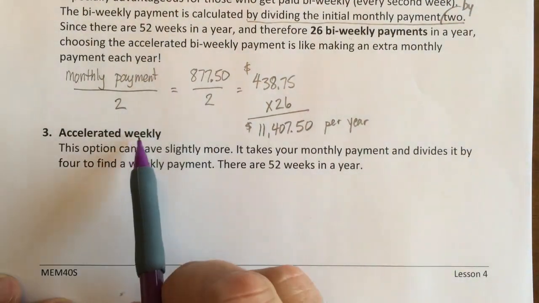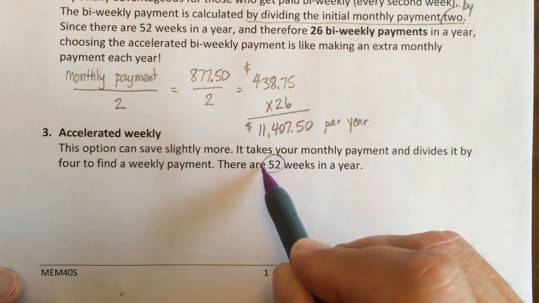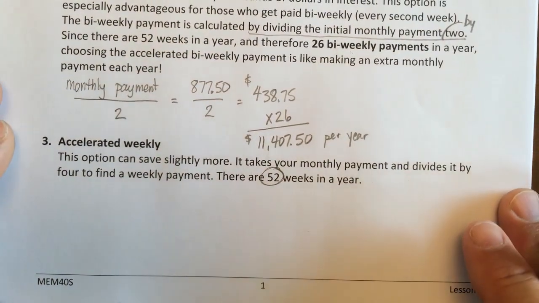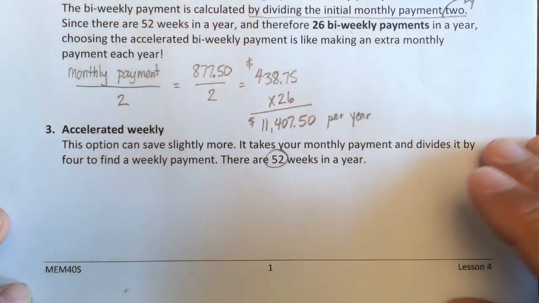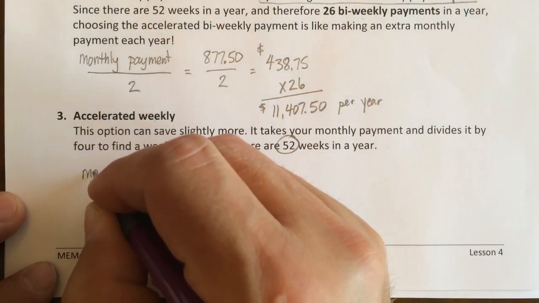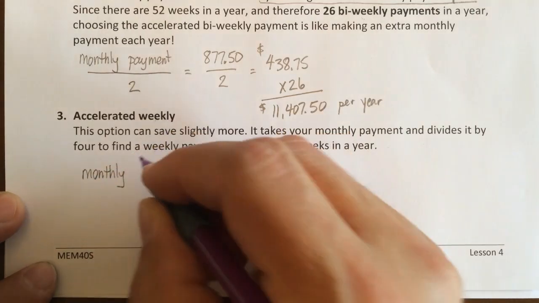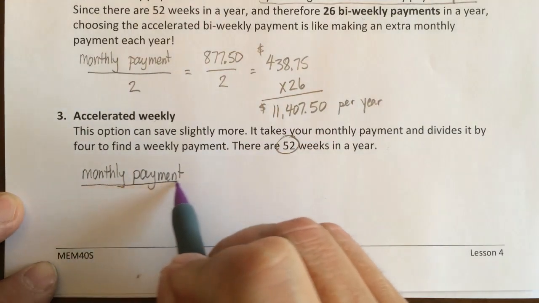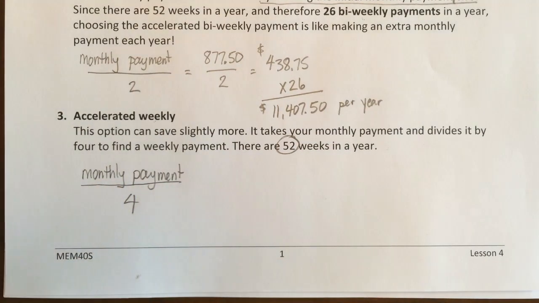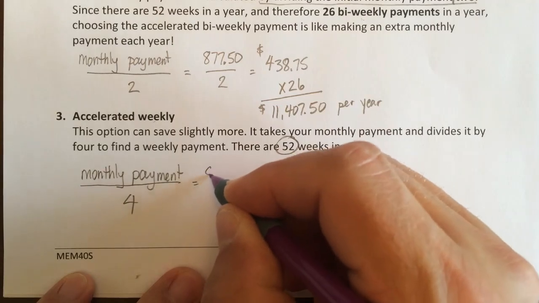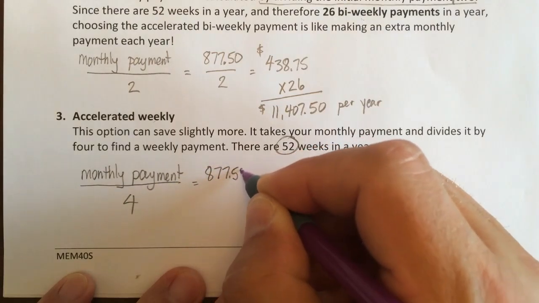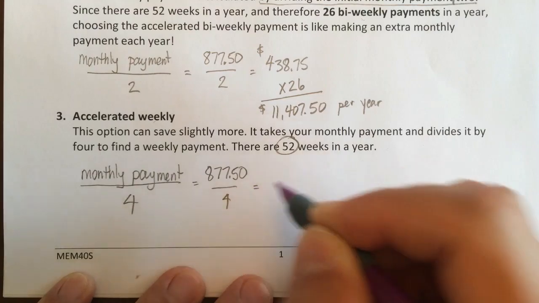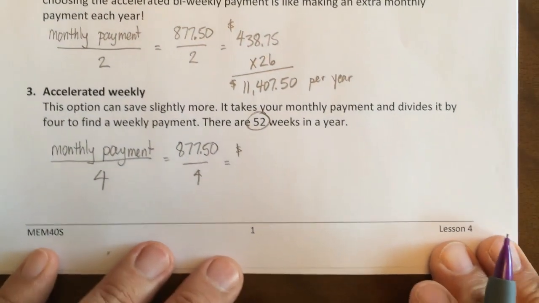Accelerated weekly, we can also do. Now remember, there are 52 weeks in a year. So the way accelerated weekly would work is I take my monthly payment, and instead of dividing it by 2, I will divide it by 4, because there are approximately 4 weeks in a month. Not every month has exactly 4 weeks. Often there are 4.5 weeks. But if I take my monthly payment and I divide it by 4, I will calculate my weekly payment.